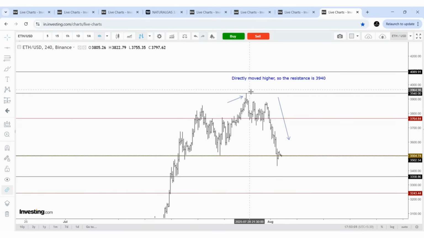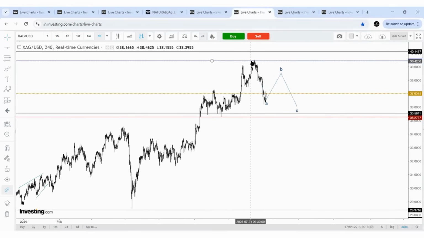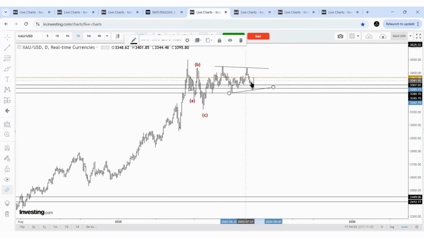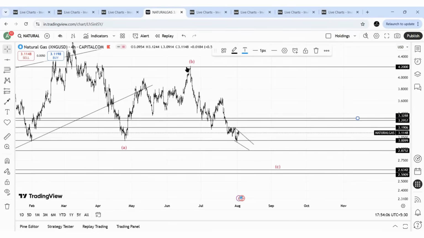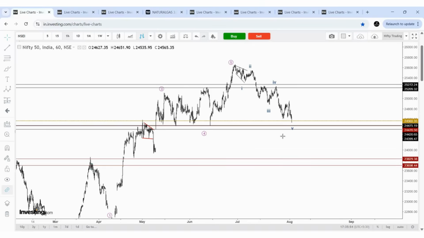See, 3,940, so precise. Exact point of reversal. See the reversal, exactly 3,940.94. And you have seen this in Bitcoin also, and silver also. Gold also, we identified 1, 2, 3 in these supports. Natural gas 4 to 3. And crude oil. See, in every chart, commodities, cryptos, we identified the precise levels, and many times I have shown precise levels of turning in the equity markets.